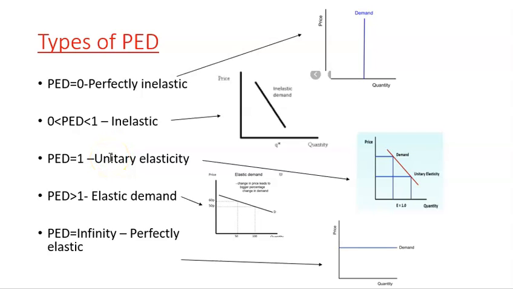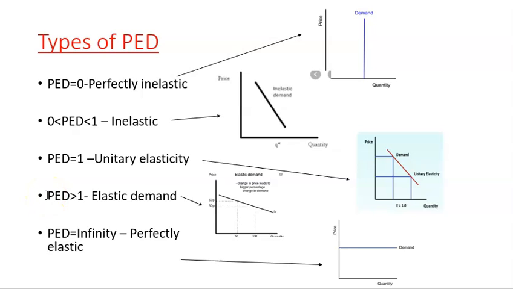Okay, the next type, you get a unitary elasticity, guys, and this is basically the nicest one that you'll find, is that whatever your price is increased or decreased by, your quantity is going to be increased or decreased by the exact same amount. So if you have a 10% increase in price, you are going to have a 10% decrease in quantity.